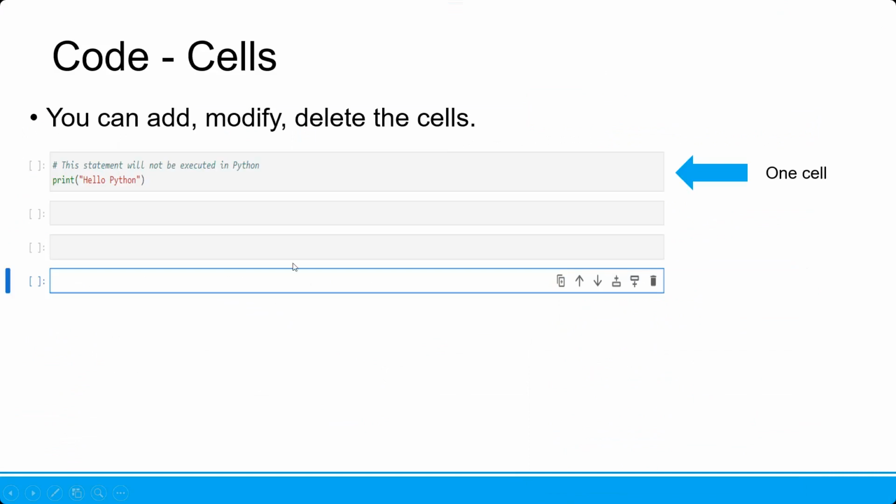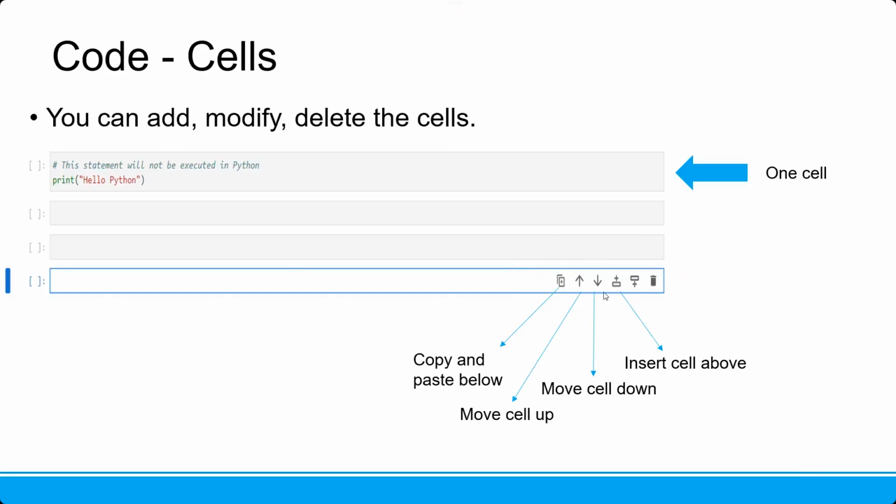And you can modify, add, and delete the cells using some functions in the cell. So you can see here, there are some functions in the cell. You can copy and paste. You can move the cell up. You can move the cell down. And then you can insert the cell above. You can insert the cell below. Or you can delete the cell. So these are the functions to make it easy for one cell.